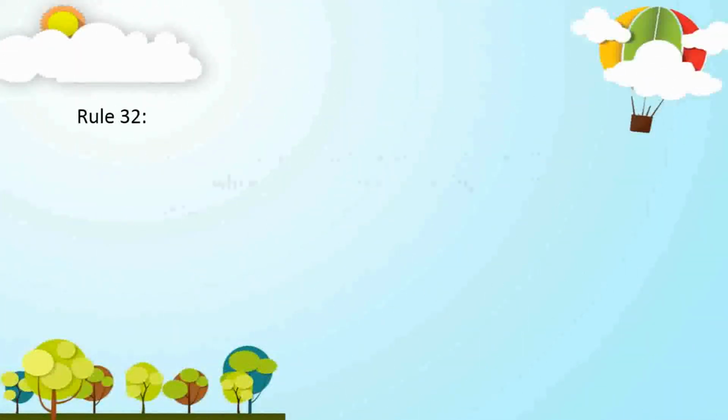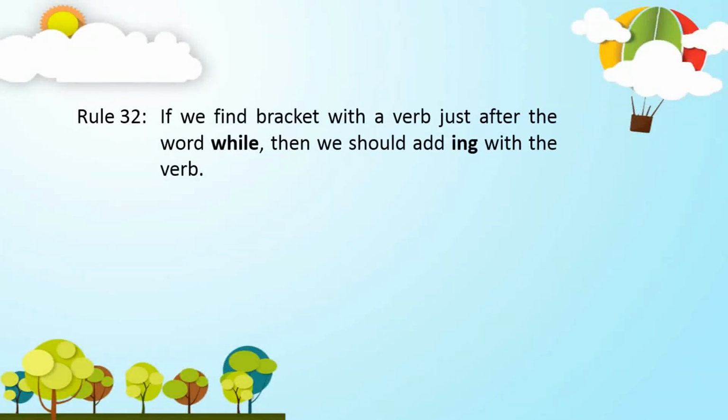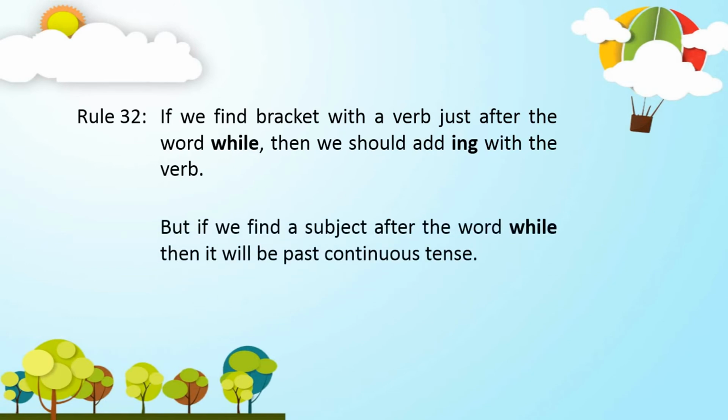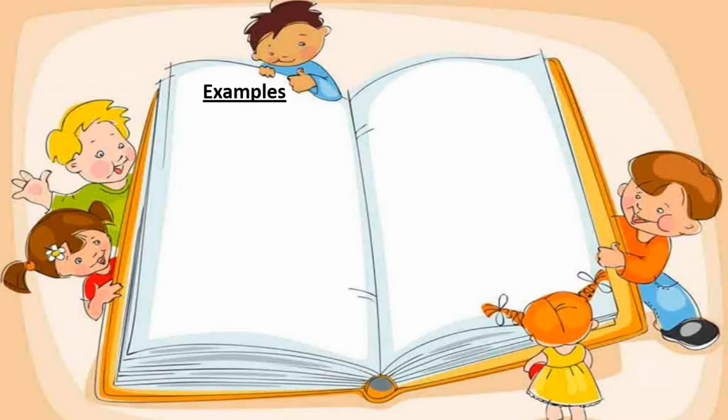Then another rule, if we find a bracket with a verb just after the word while, then we should add ing with the verb. But if we find a subject after the word while, then it will be past continuous tense. So this rule is very interesting. So just follow the example, you will find it interesting.